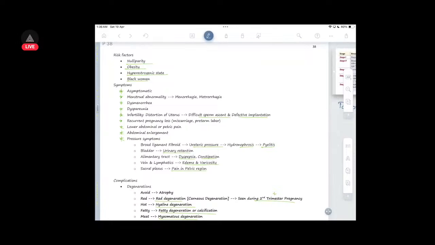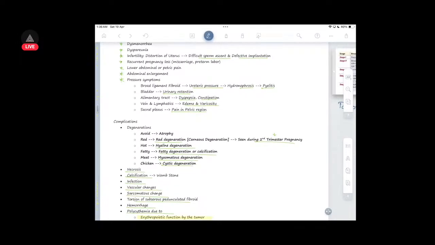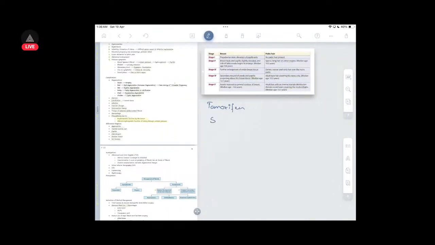So the FIGO staging of fibroid, I have to read.